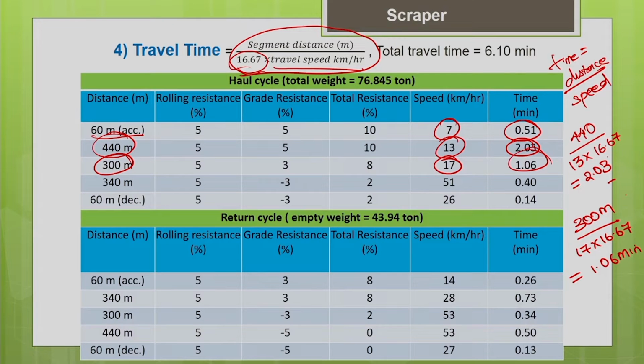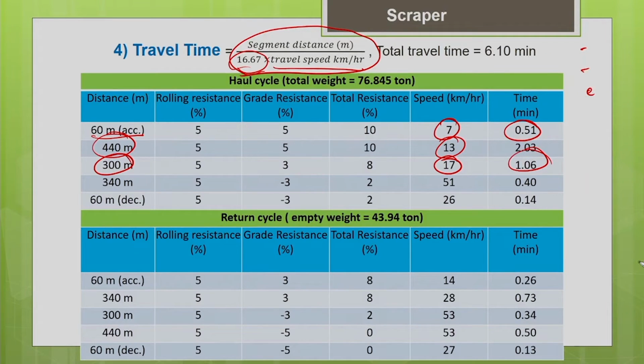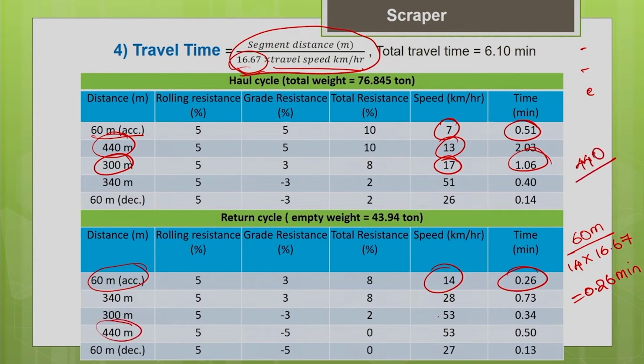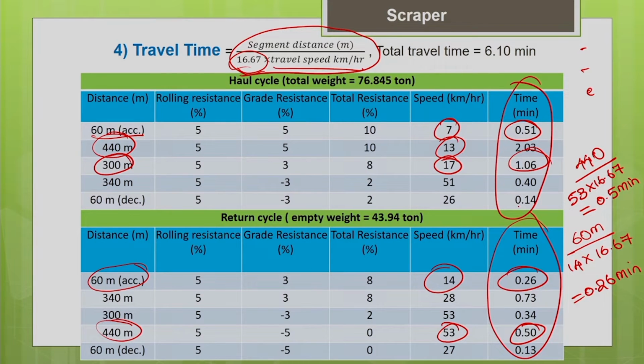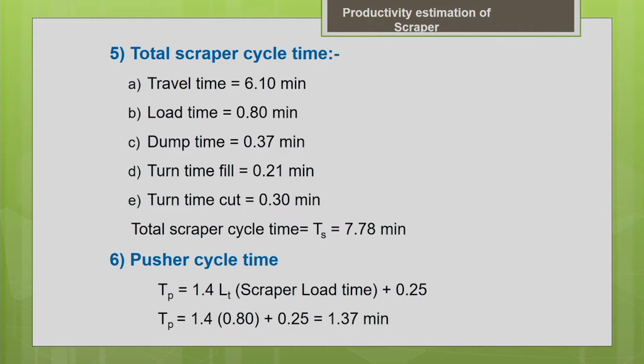The same way for the return time. So return time, you can see for the first segment it is 60 meter, divided by the speed of 14 kilometer per hour into the conversion factor 16.67, that gives you the time as 0.26 minute. Similarly, say 440 meter, 440 divided by the speed 53, the conversion factor is 16.67, you get the time as 0.5 minute. So add all the time for the haul route as well as the return time. If you add everything, you will get the total travel time as 6.1 minute. So this is how you have to determine the total travel time.